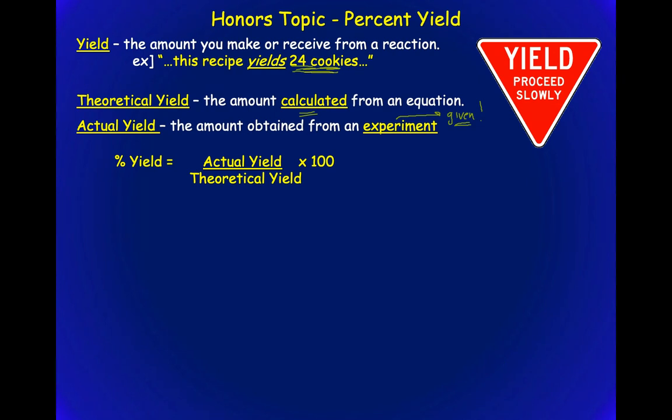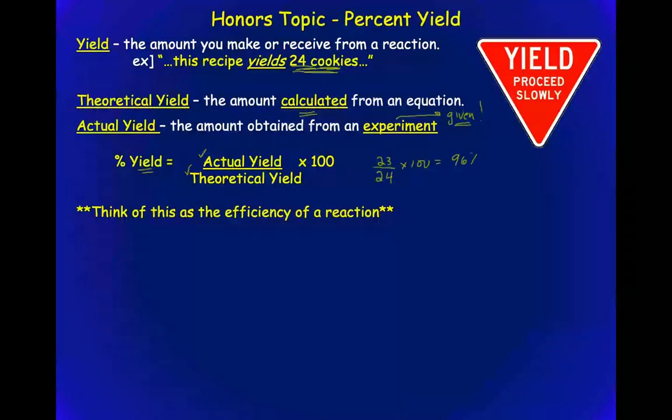So we take the ratio between the two. We take the actual yield, what you actually get, divide it by the theoretical yield, and multiply that by 100, and we get something called a percent yield. You can think of this as how efficient you are. For example, if you are supposed to get 24 cookies, but you actually make 23, what would be your efficiency? Your percent yield would be 23 out of the 24 cookies, times 100. This would be 96% yield, or efficiency would be 96%.